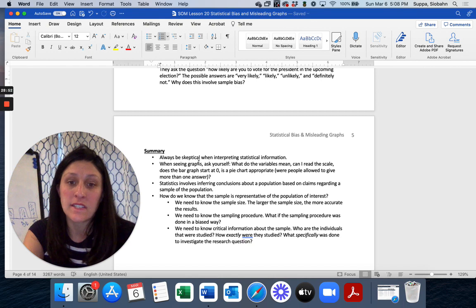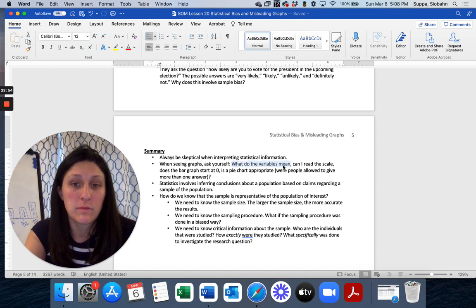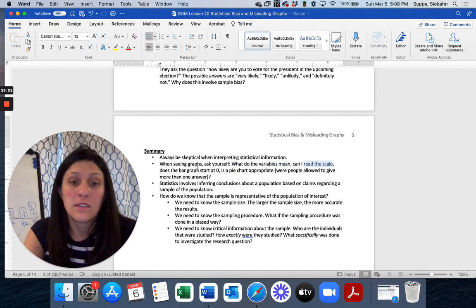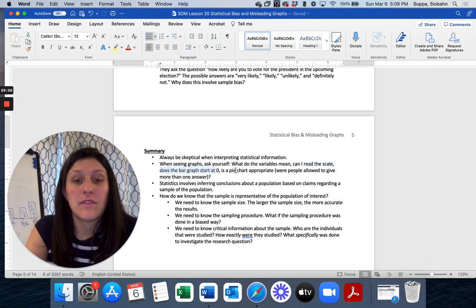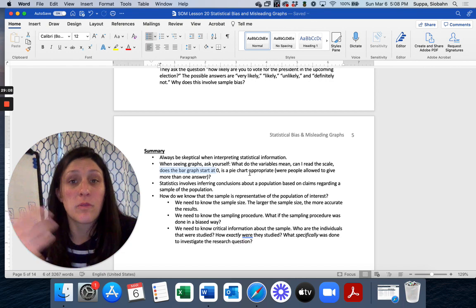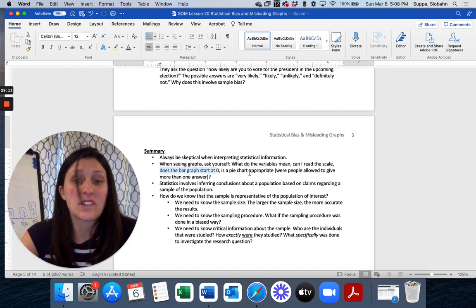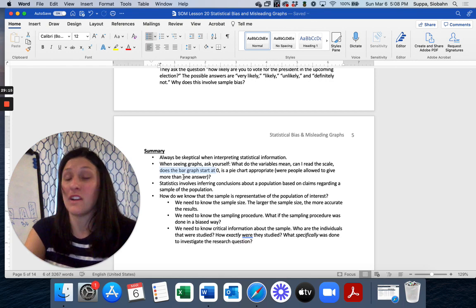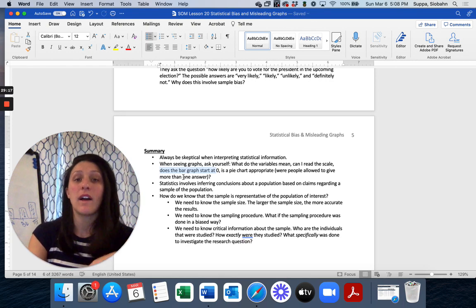When you see graphs, ask yourself, what do the variables mean? Can I read the scale? Like, do you actually know what the numbers are? And do you actually know what the numbers mean? Does the bar graph start at 0 if it's a bar graph? If it's a pie chart, is it an appropriate pie chart? In other words, were people allowed to give more than one answer? If so, a pie chart is not a good choice, because then the data will add up to more than 100%.